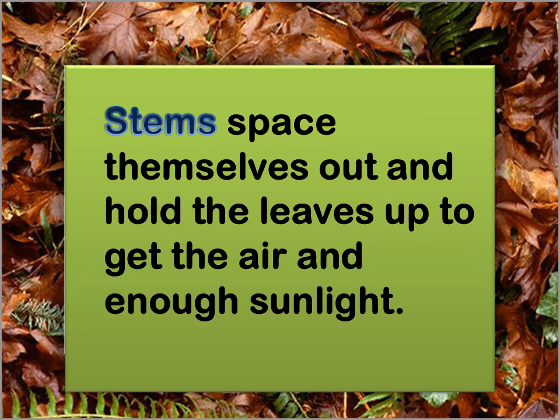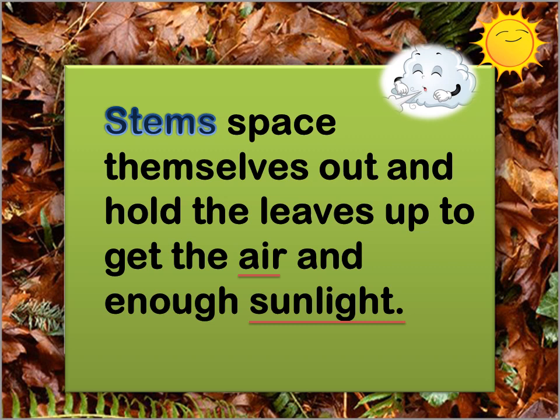Next, the stems space themselves out and hold the leaves up to get air and enough sunlight. So the stems hold the leaves. Obviously, it holds the leaves because the leaves need air and sun to nourish them. The sun and the air are also needed for the process of photosynthesis. So the leaves will grow because the stems allow them to be exposed to air and sunlight.